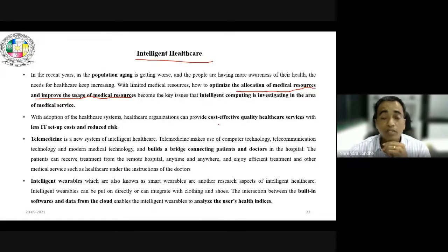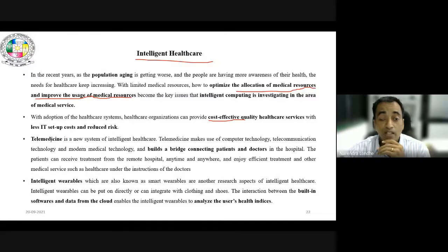Yes, if you see the human resources or expertise, the healthcare experts that are there, if you see the cost of those experts, the cost required in designing the assistive technology will be less compared to that. Okay, and that's why intelligent healthcare is cost effective.